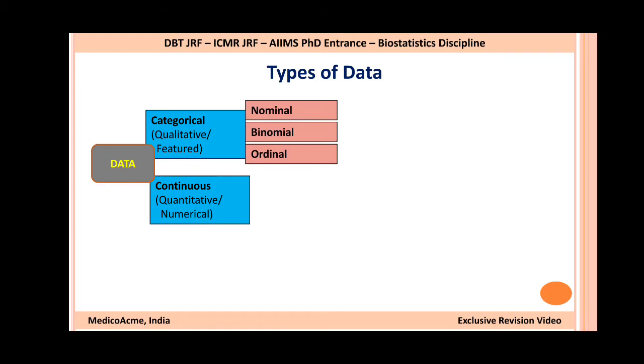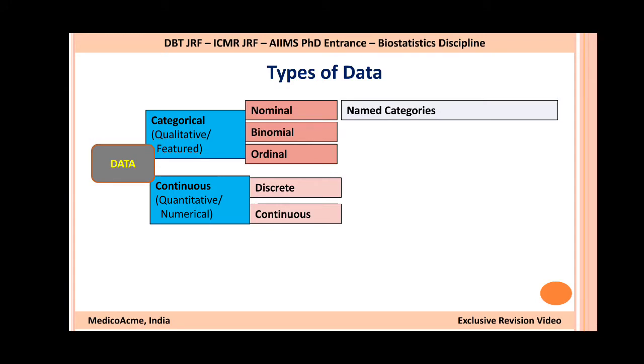So guys, I know all these things, but I am going to revise it all. This is the exclusive video on Medico Acme India. There are three types of categorical data: nominal, binomial and ordinal. What is nominal, what is binomial, what is ordinal? And there are two types of continuous data: discrete and true continuous.